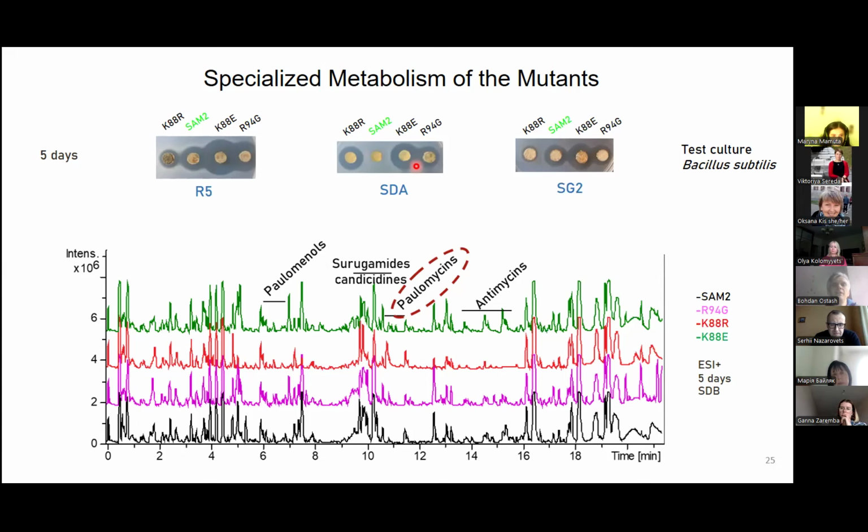And if we find a way to awake these genes, we might awake new chemistry. I mean, we might find new small molecules which could be converted into drugs. And this is a good illustration of this point. So wild type doesn't produce anything, but when we introduce these mutations, these mutations wake up the production of some drug. So this is a qualitative picture.